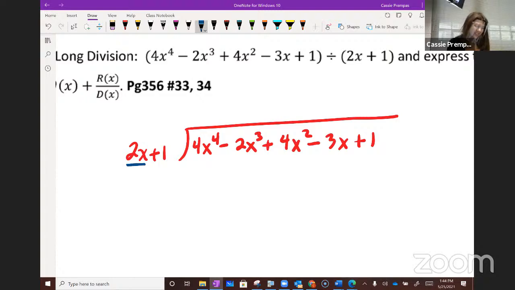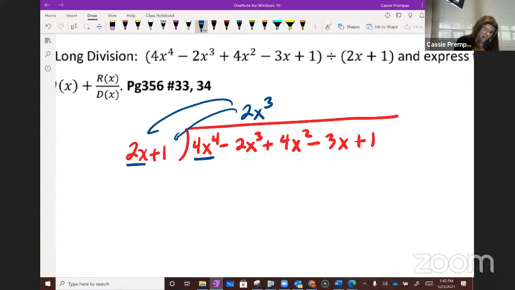Divide the first term by the first term. So I could say, what's 4x to the 4th divided by 2x? What would that be? 2x cubed. Or you could ask what times 2x would give you 4x to the 4th. Then you distribute back through. So that gives me 4x to the 4th plus 2x cubed.